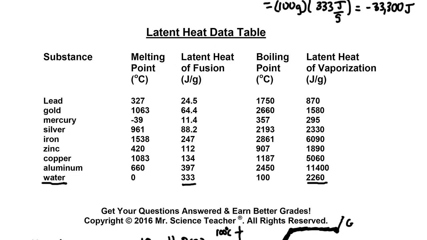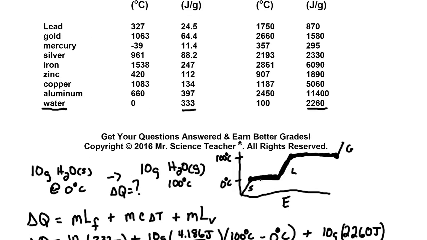The nice thing is that they all have the same type of graph, the solid, liquid, gas graph here. It's just that they have different values for the melting point and the boiling point. So make sure that you are aware of that.